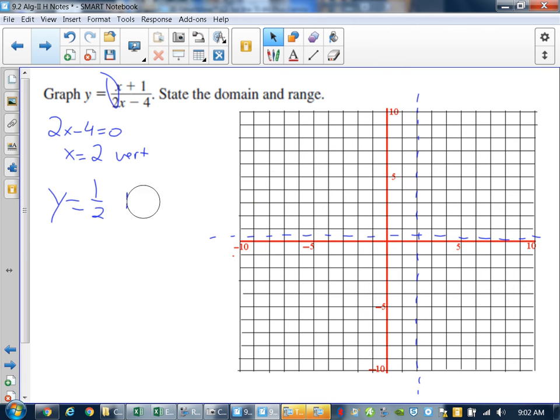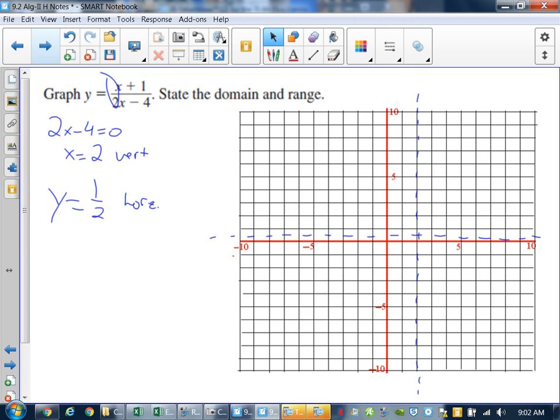So the way you found the vertical asymptote is finding the zero, so you plugged in 2 for x. I solved the equation 2x minus 4 equals 0. Whenever you find a vertical asymptote, it's always the zero of a denominator. So I just set it equal to 0 and solve for x. That gives me my two parts.